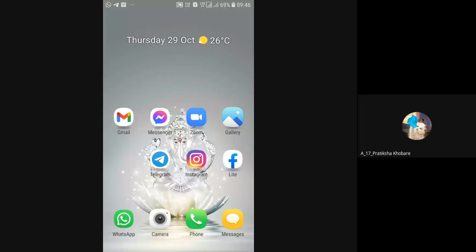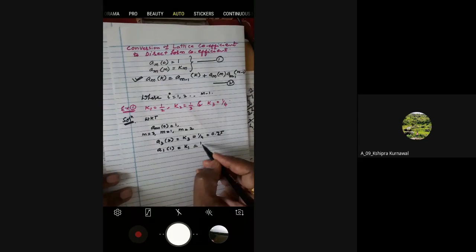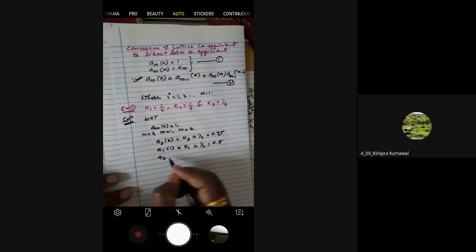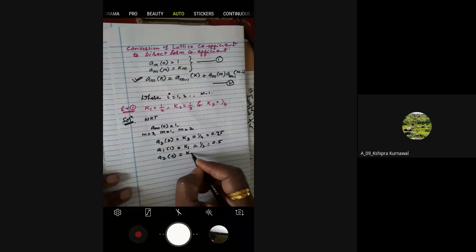Then next, if I take m equals to 1, what will happen? a1 of 1 is equals to k1. So first I am writing m equals to 3, m equals to 1 and m equals to 2. Yes, a1 of 1 is equals to k1. The value is 1 by 2, which equals to simply 0.5. Then again, a2 of 2 is equals to k2, which equals to 1 by 3, which we are writing simply as 0.33.